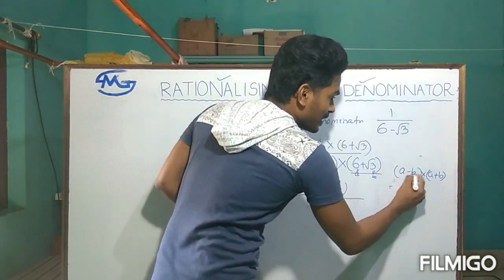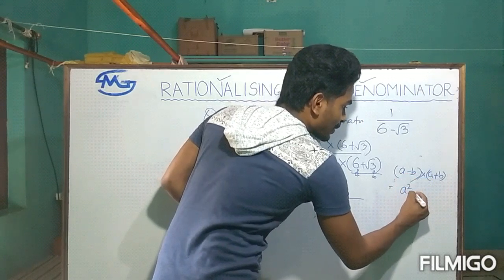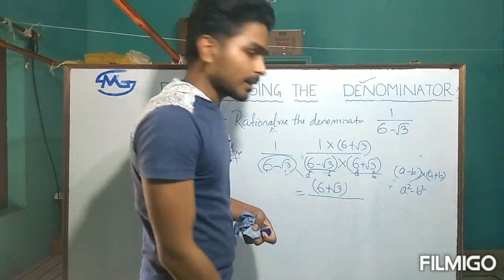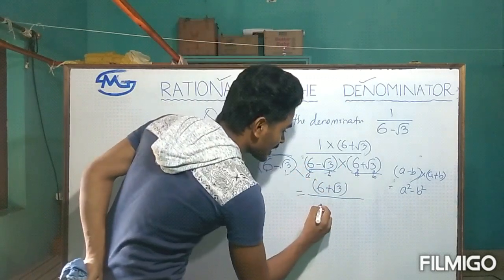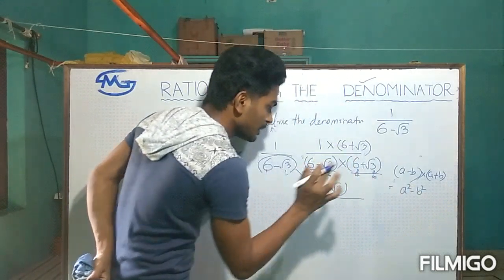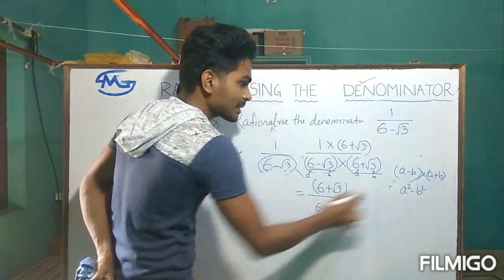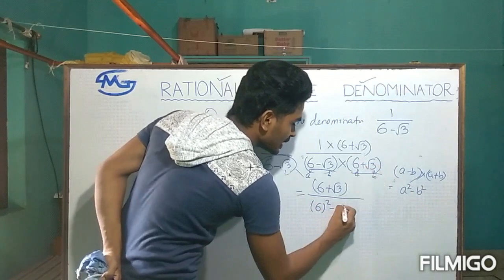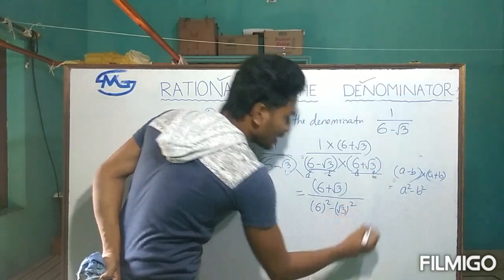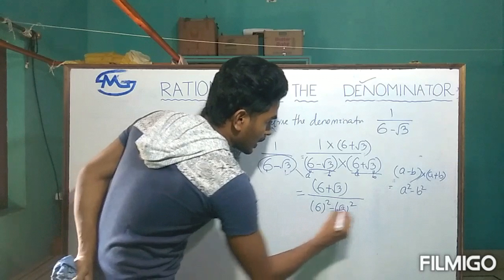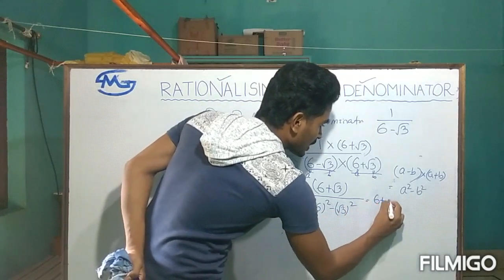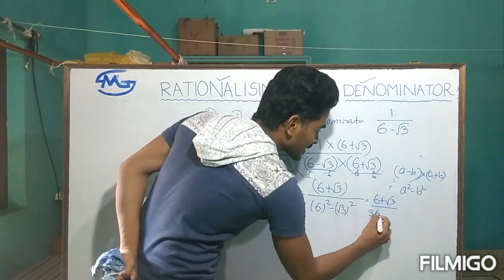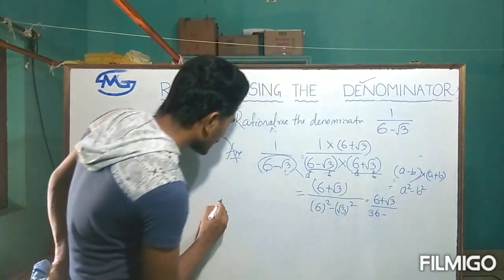Understood? So A minus B into A plus B is A square minus B square, according to the rule of identity. So what will be our answer? Our answer will be A square minus B square. Here A will be 6 square, minus B will be root 3 square. Then 6 plus root 3 divided by 6 square, which is how much? 36 minus root 3 square, which is how much?